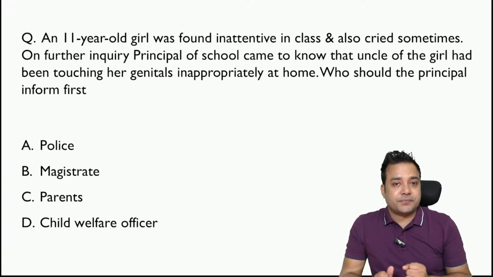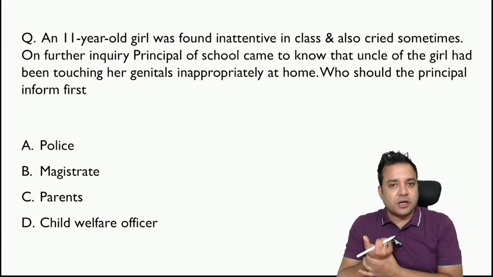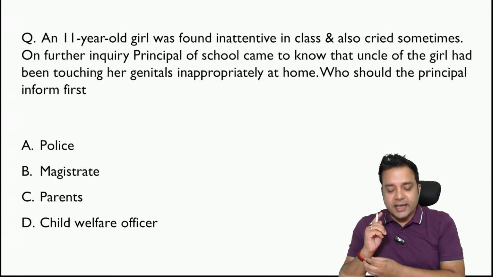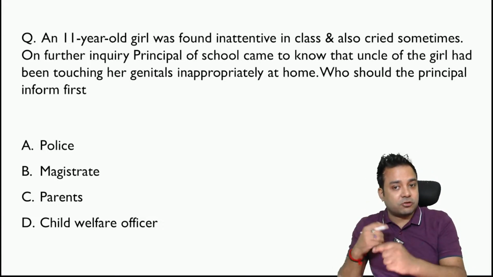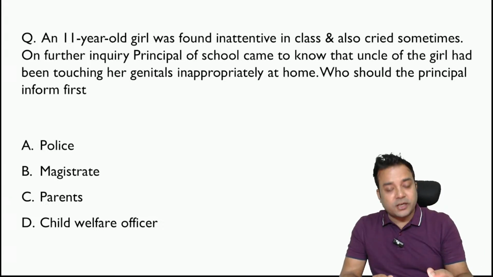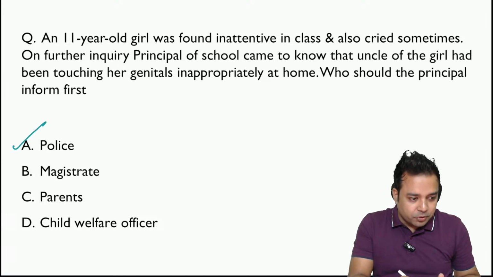Next one. An 11-year-old girl was found inattentive in class, also cried sometimes. On further inquiry, the principal came to know that the uncle of the girl had been touching her genitals inappropriately at home. Who should the principal inform first? Any person coming to know that a sexual offense has occurred with a child should inform police officials first. So always remember, police first.